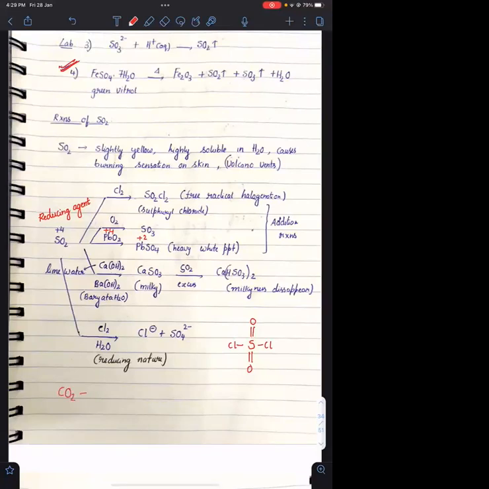CO2 passed through lime water. Lime water is Ca(OH)2. It turns milky because of the formation of calcium carbonate. Okay, this is milky. On further reaction with CO2, since H2O is already present in the system, it converts into calcium bicarbonate. Calcium bicarbonate is soluble, hence that being soluble, the milkiness disappears.